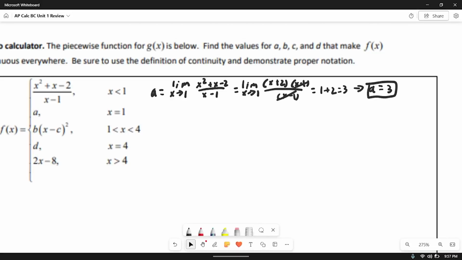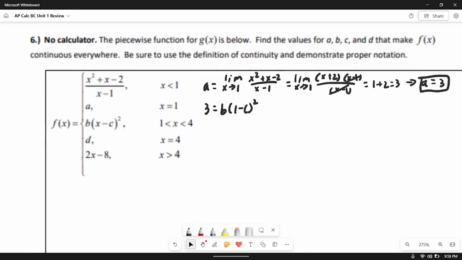Alright, so now 3 has to be equal to when we plug in 1 into here. So 3 equals b times 1 minus c squared. Obviously, we can't do anything with that yet because we have 2 variables. We need to get really 1 variable. So I'm just going to leave that like that for now.